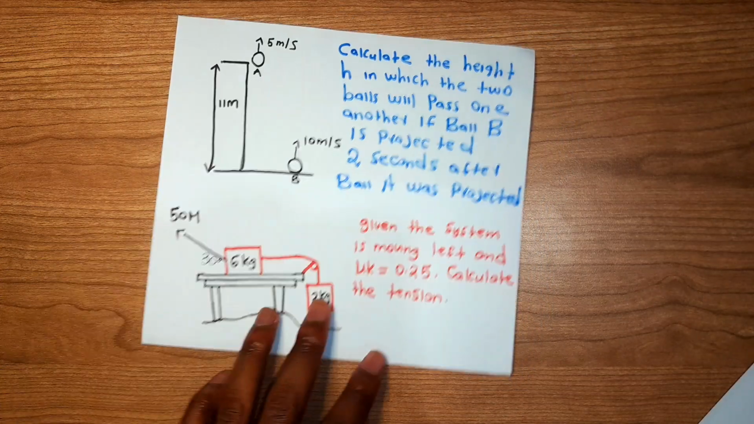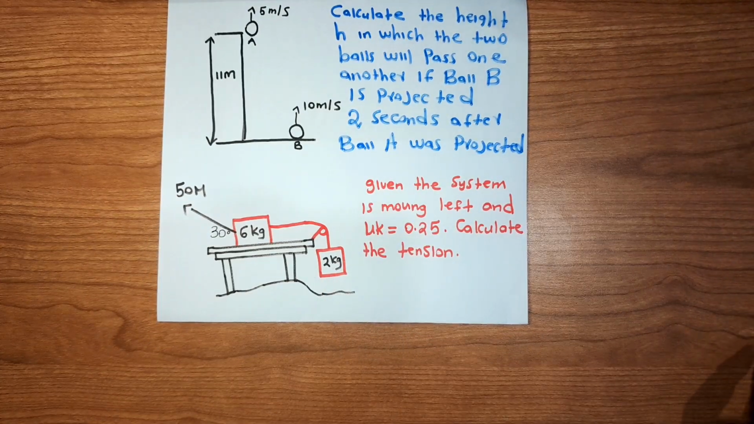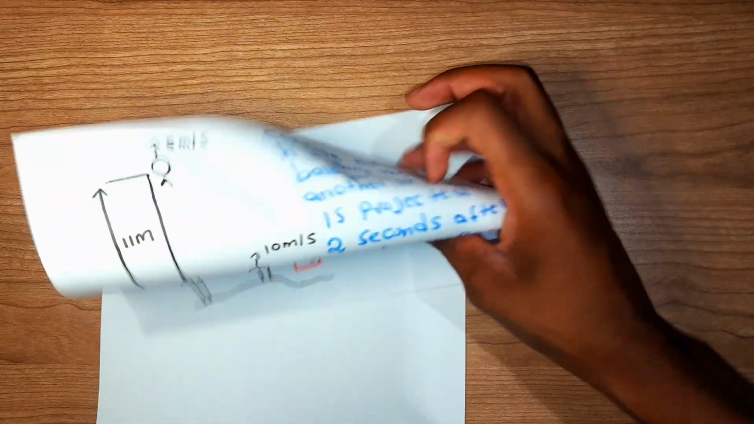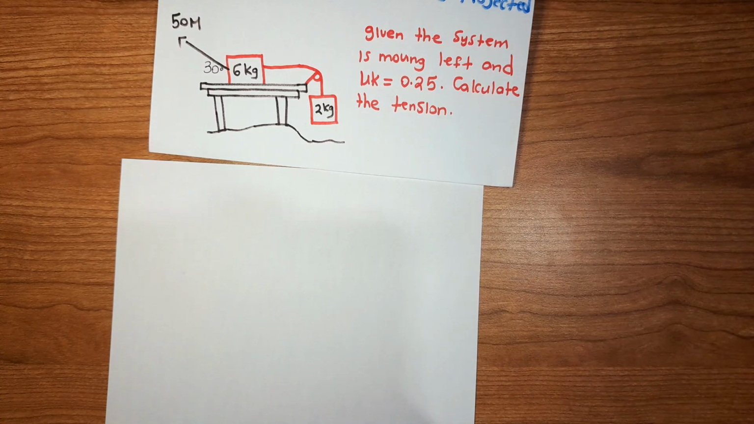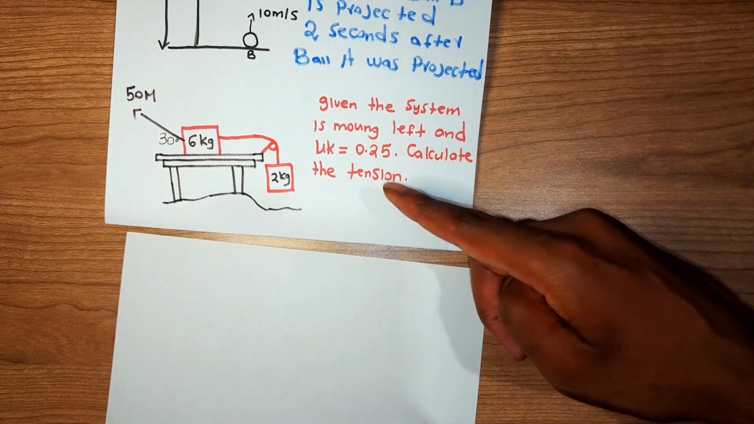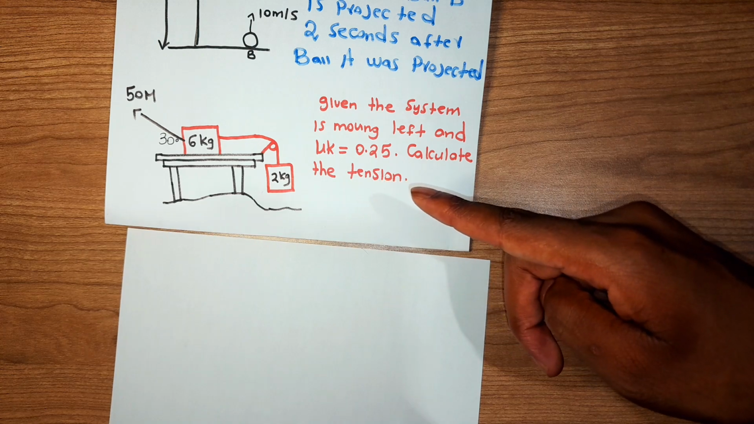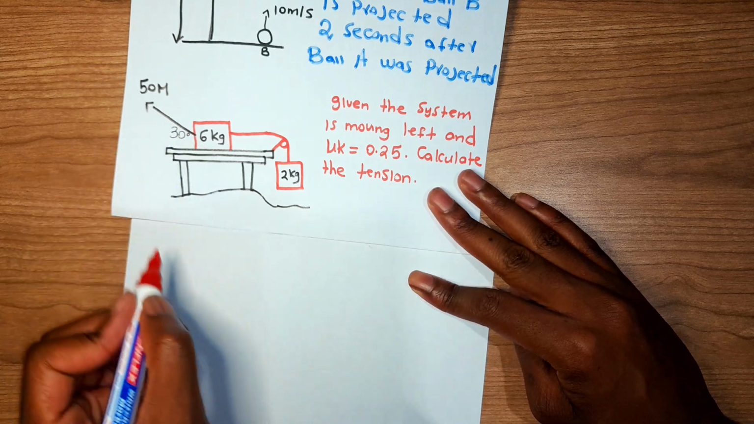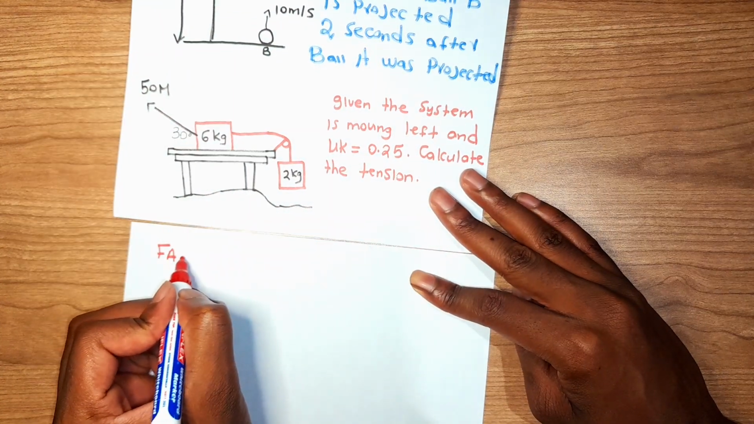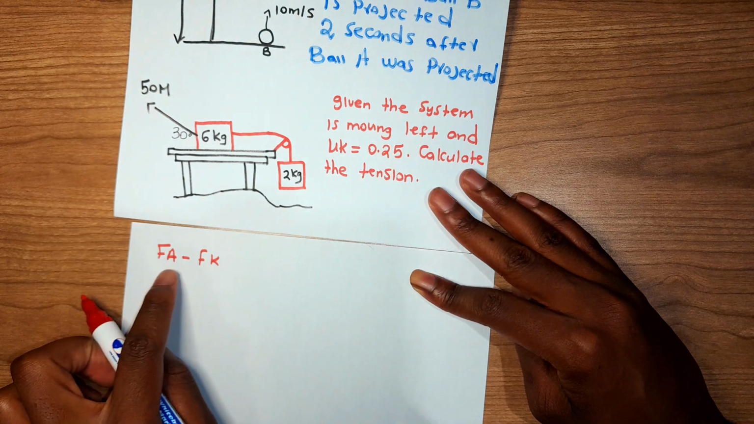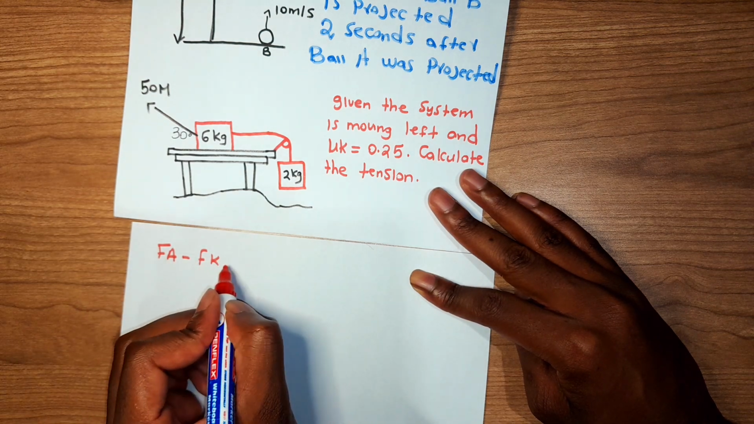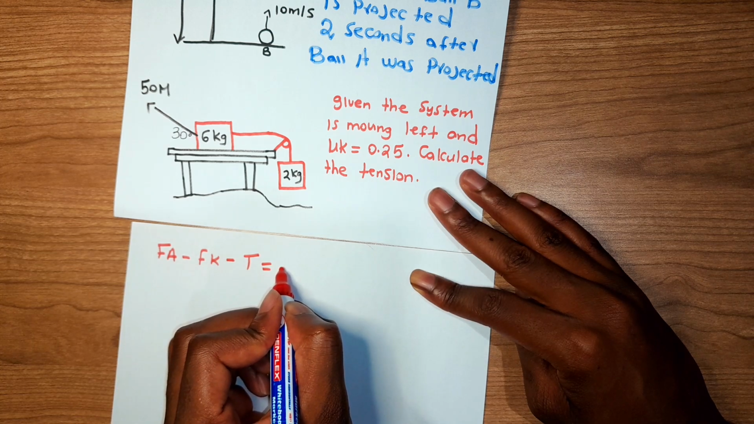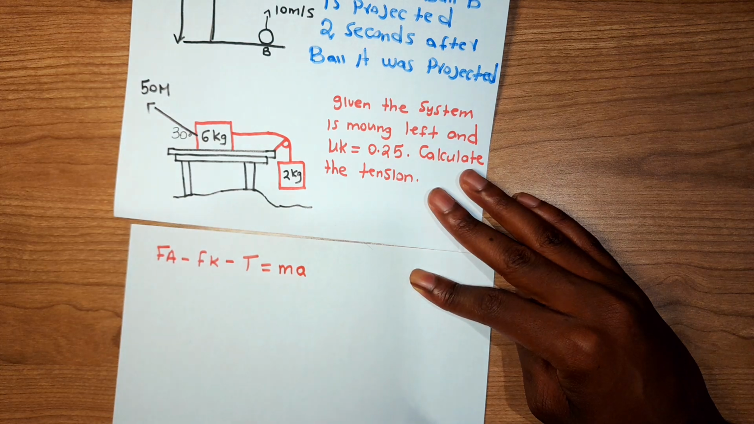Let me also try to answer this second question extremely quickly, but I believe the video will be cut as I'm still writing it, but I will try my best to move as fast. Okay, so the question says, given the system is moving left and mu k is 0.25, calculate the tension, right? So at this point, let's look at the 6 kg block. We're going to have the force applied minus Fk minus tension. This is going to give us our ma, by the way.